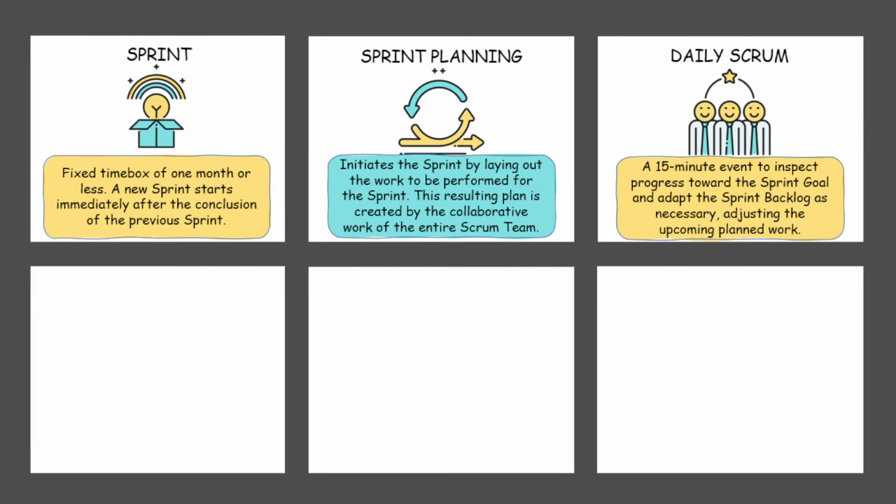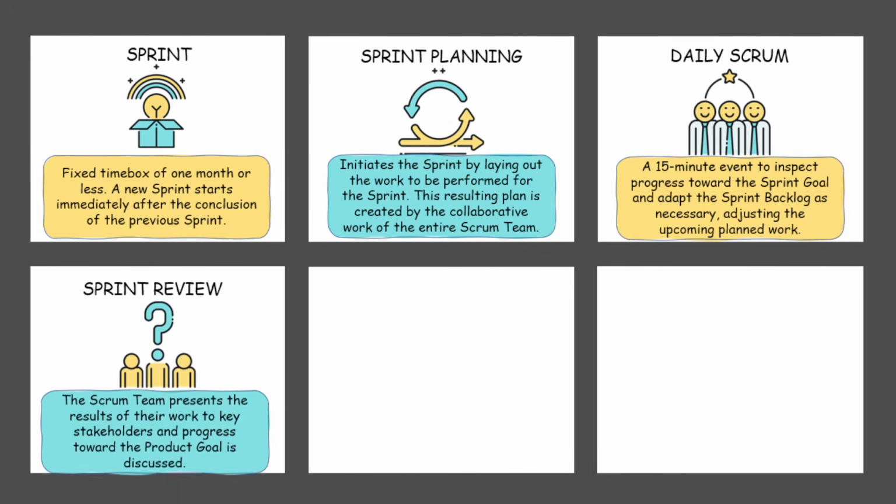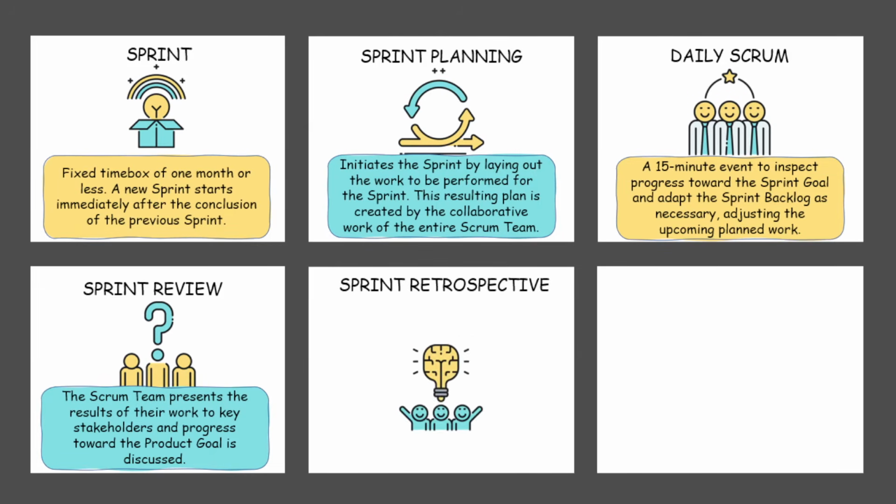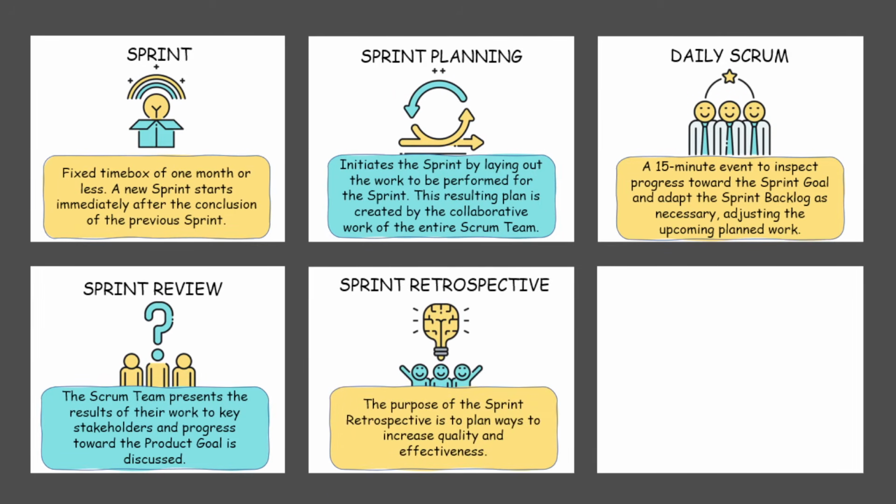Then we have the daily Scrum, a 15-minute event to inspect progress towards the sprint goal and adapt the sprint backlog as necessary, adjusting the upcoming planned work. Then we have the sprint review. The Scrum team presents the results of their work to key stakeholders and progress towards the product goal is discussed. The sprint retrospective, the purpose is to plan ways to increase quality and effectiveness.